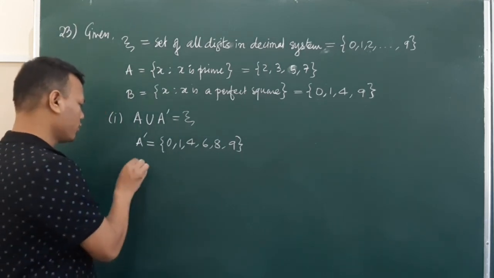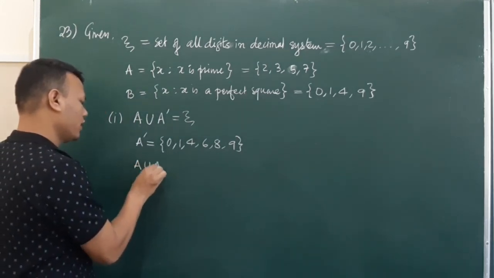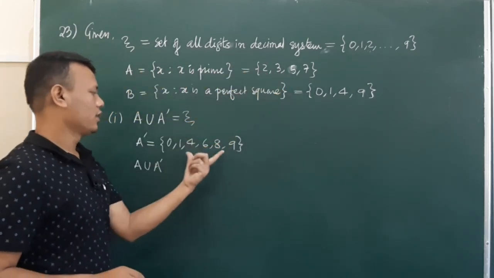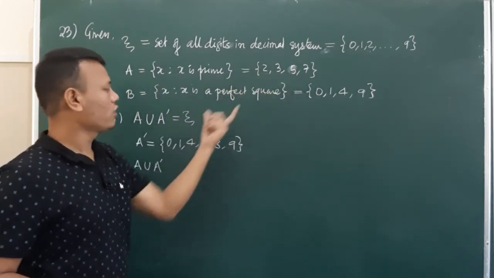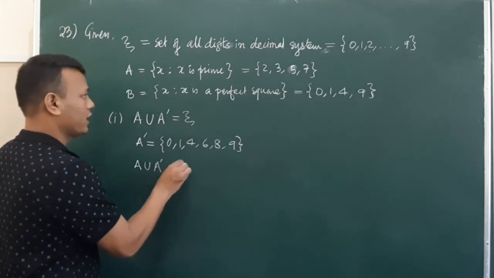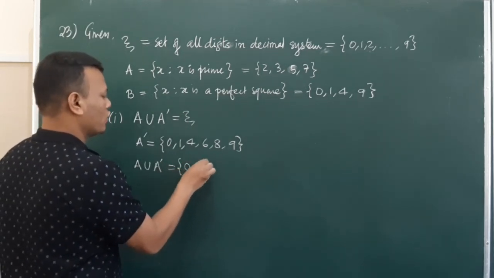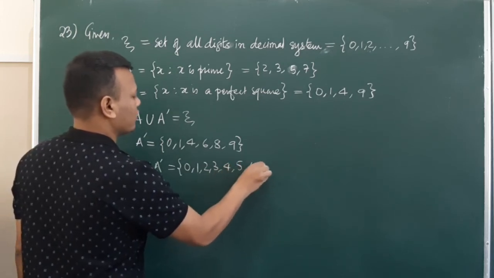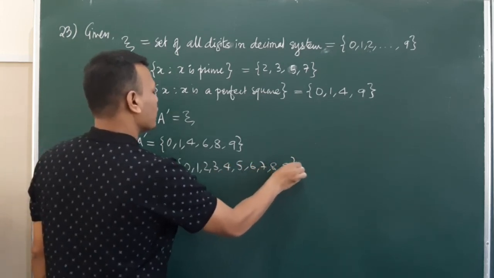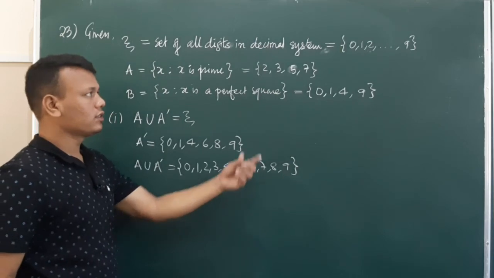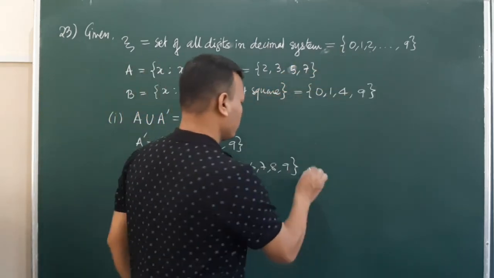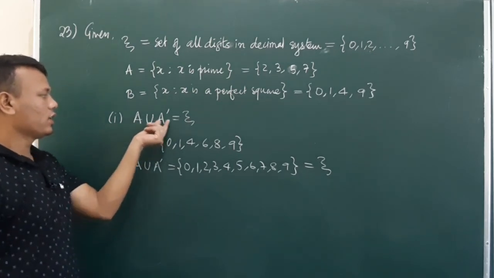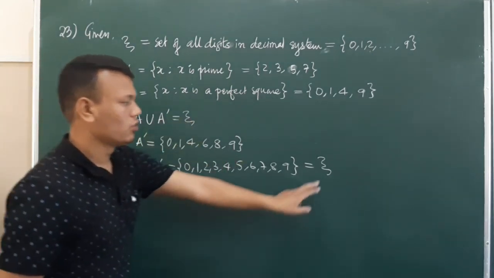Yes, now we need to find what is A union A dash. That means we need to combine A, that is this, with A dash, that is this one. If I combine these two, then I will get 0, 1, 2, 3, 4, 5, 6, 7, 8 and 9, isn't it? And what is this set actually? This set is my universal set, right?